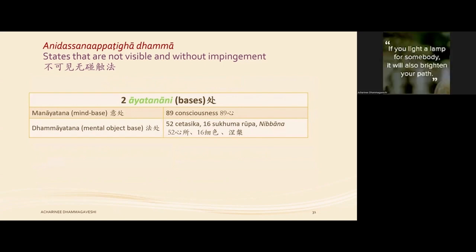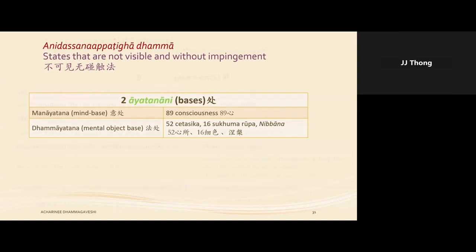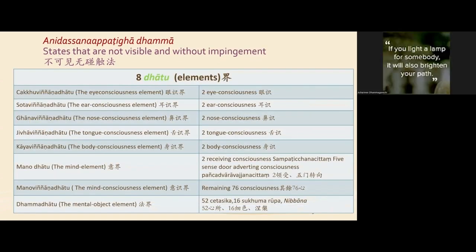These dhammas are classified under 2 ayatana. The 89 consciousness is classified under Manayatana. The 52 Chetasika, 16 Sukuma Rupa, and Nibbana is classified under Dhammayatana. We get 8 dhatu. So here we get the Sapta Vijnana dhatu, the 7 consciousness elements, and Dhamma dhatu.